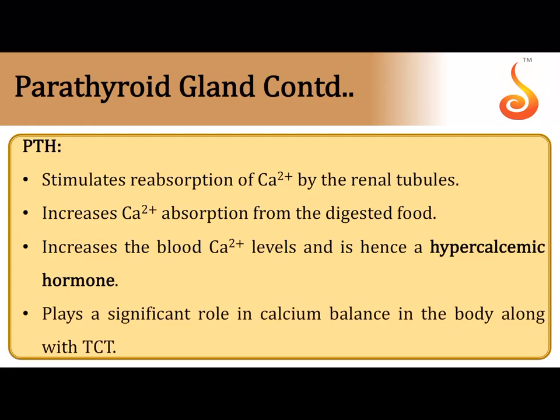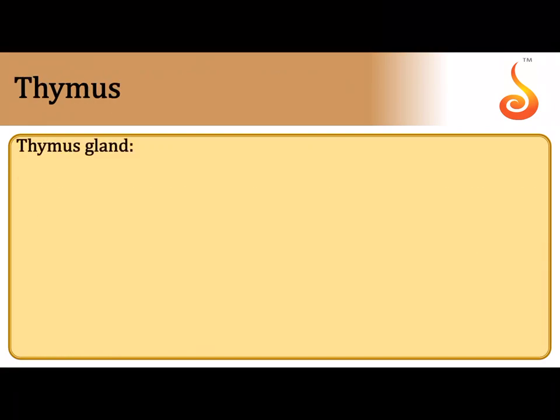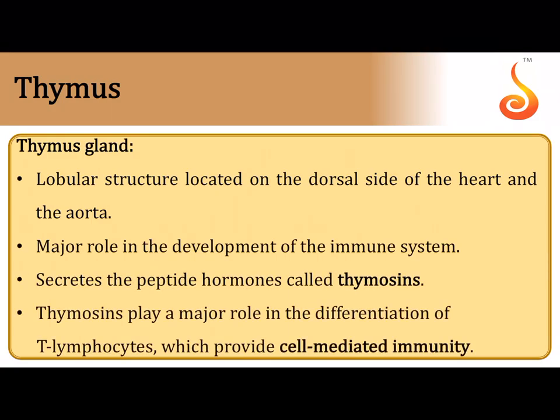So I just discussed the role of parathormone, and here you can see very clearly parathormone is called the hypercalcemic hormone because it increases the reabsorption of calcium from your renal tubules and your digested food. Then you have the thymus gland situated above your heart, just below your breastbone.